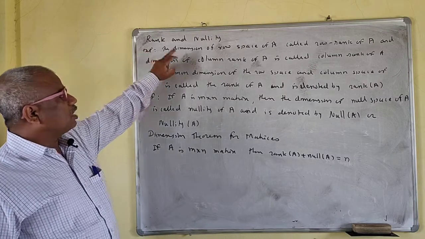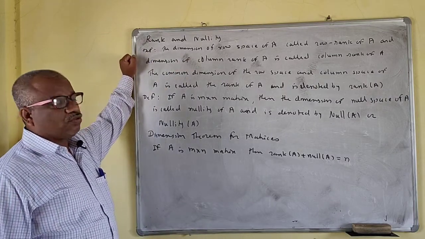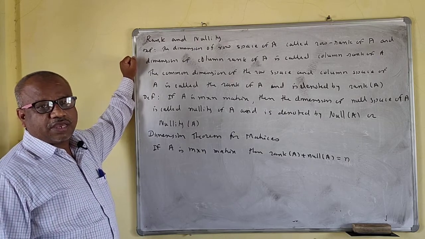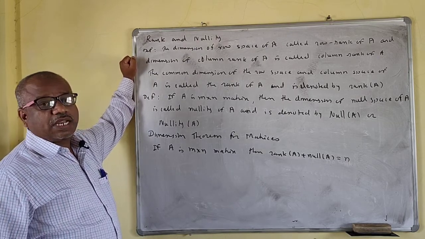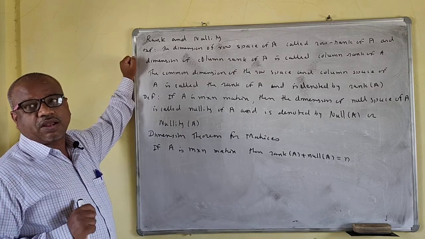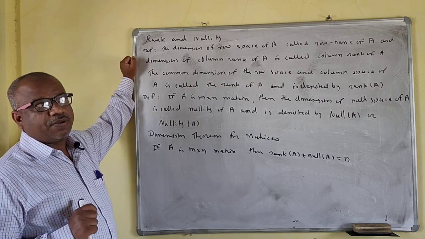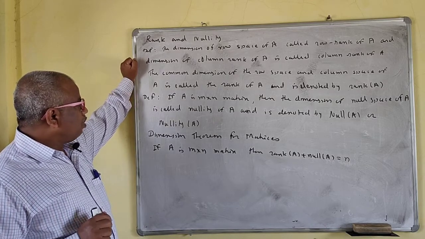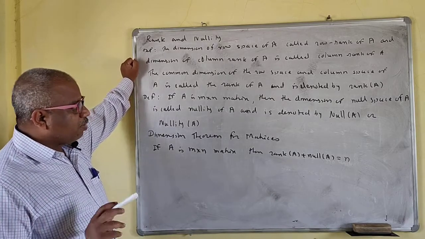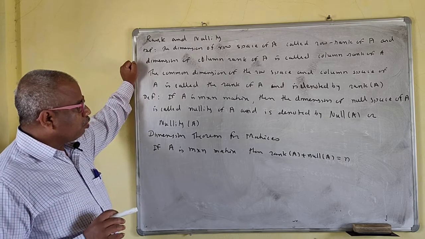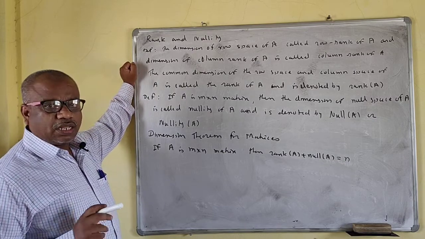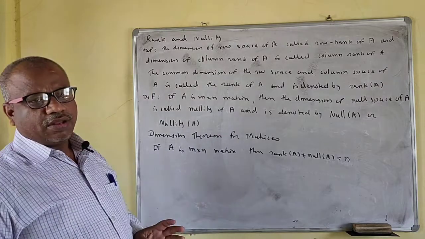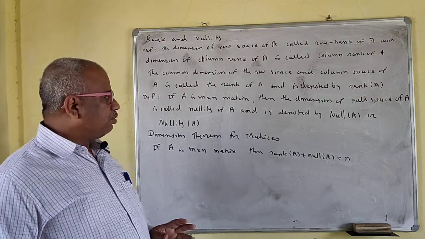The dimension of the row space of A is called the row rank of A, and the dimension of the column space of A is called the column rank of A. Note that the row rank of A is the same as the column rank of A. And the common value of this row rank and column rank is called the rank of the matrix. So the rank of the matrix is nothing but the row rank or the column rank of the matrix.